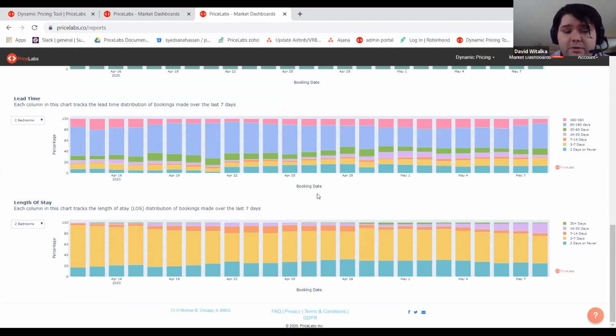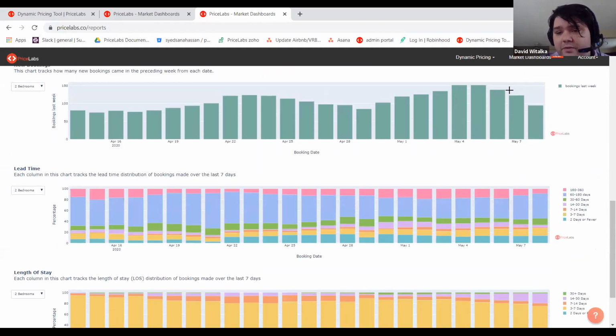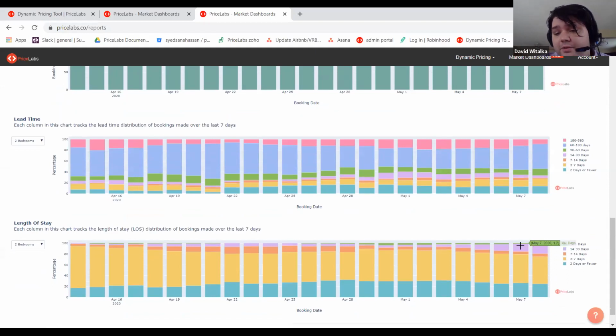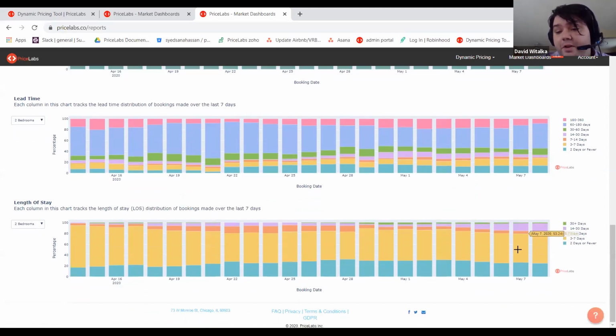So of the bookings that happened, how long have people stayed? Since mid-April, the number of 2 days or fewer bookings has increased. And what's really increased lately is the 14 to 30 day length of stay bookings. But again, it's right here at this end of the graph, which corresponds to a steep fall off in new bookings. So it's a little hard to say whether these are more of the 14 to 30 days, or whether these have stayed steady and it's just that everything else has fallen off, just like the raw number of 14 to 30 day length stay.